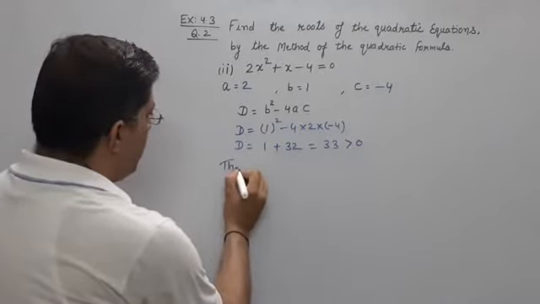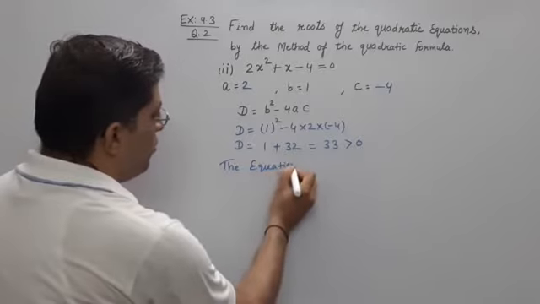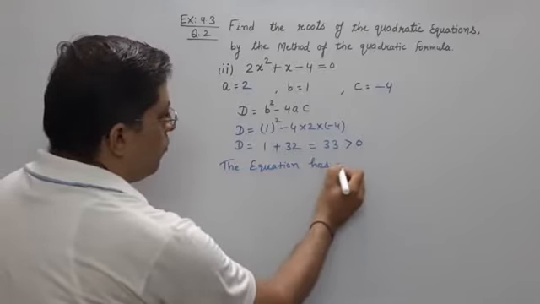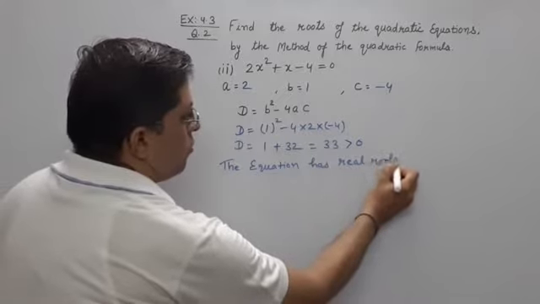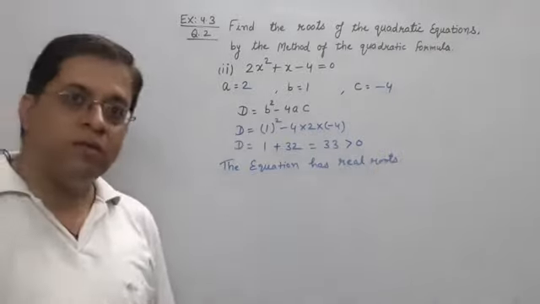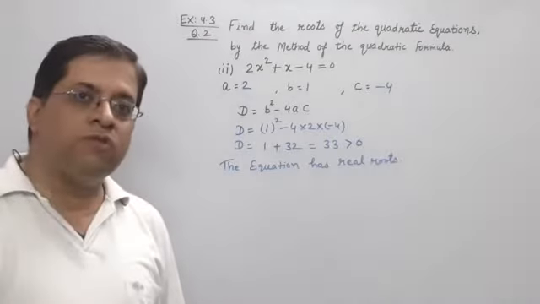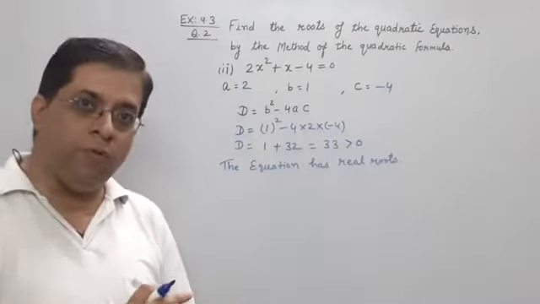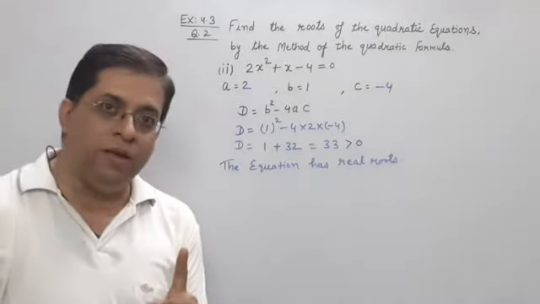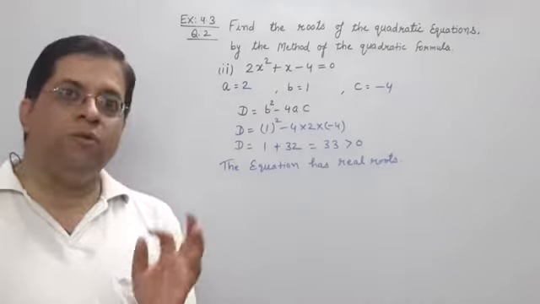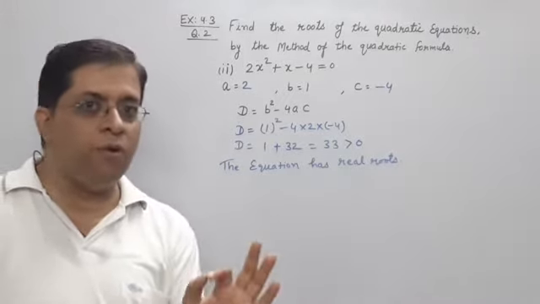Then what can we say? The equation has what type of roots? Real roots. Now see, if the equation has real roots, then we have to apply the quadratic formula. What is the quadratic formula? x is equal to minus b plus minus under root D upon 2a.